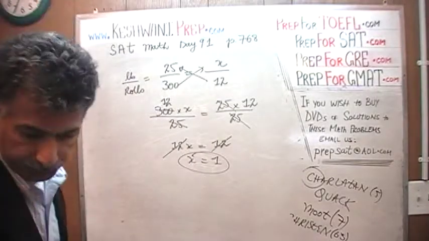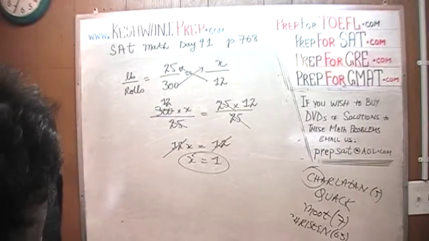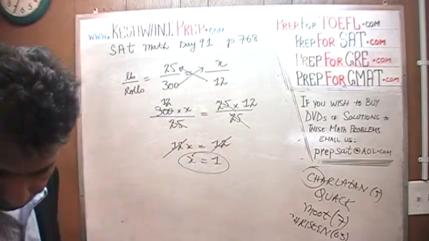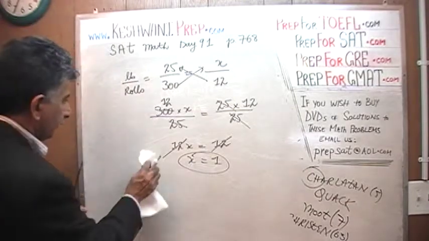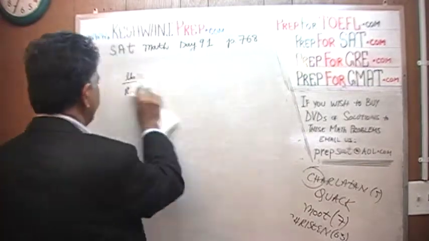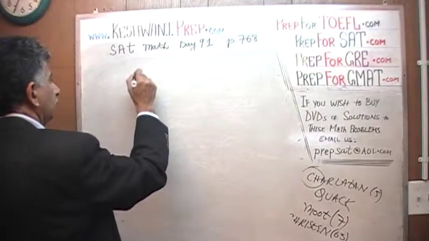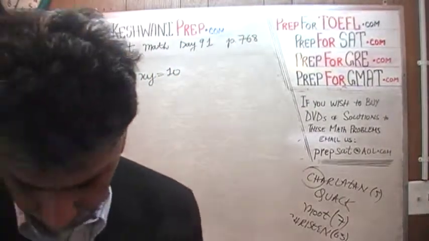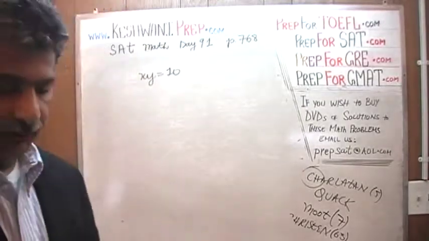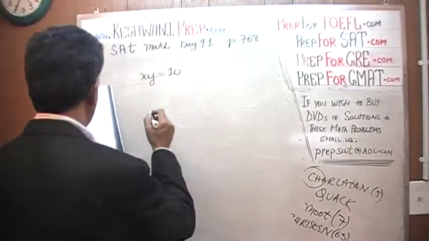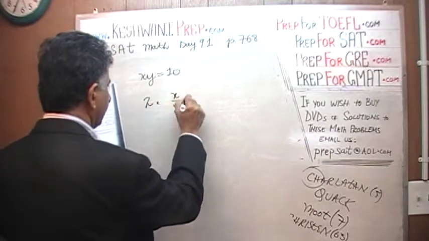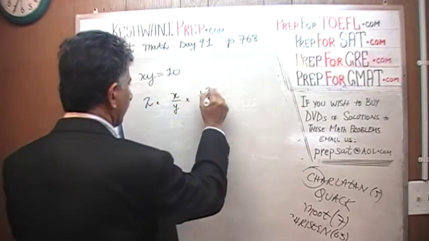Question number 2. We are told that x times y equals 10. In number 2, we are told the product of x and y is 10. The question simply is, how much is 2 times x over y times y squared?